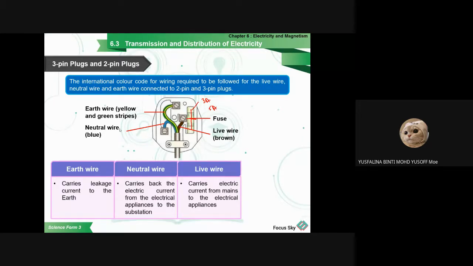So there are two ways, one going in and one coming out. The current goes through the live wire and comes out through the neutral wire. The earth wire is for safety reasons, and the fuse is also for safety reasons. The fuse melts when excessive current flows through it, so the current flow is cut off, which means the plug will not switch on. So this is also for safety reasons.